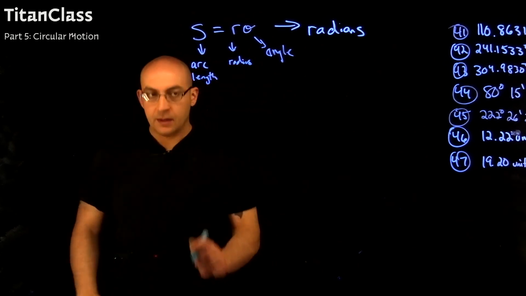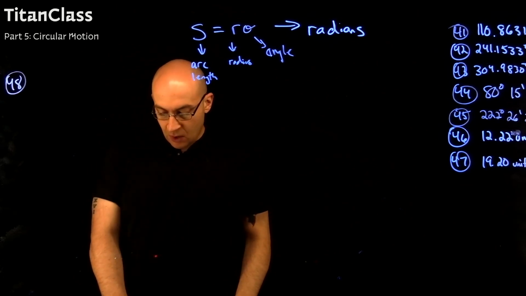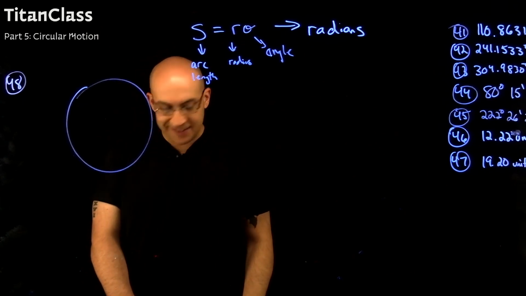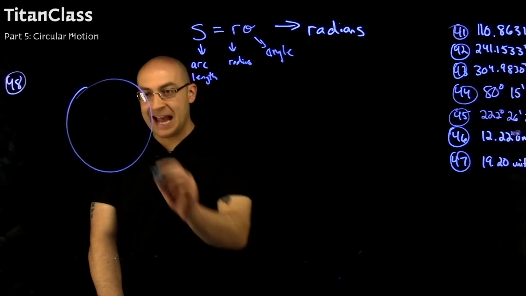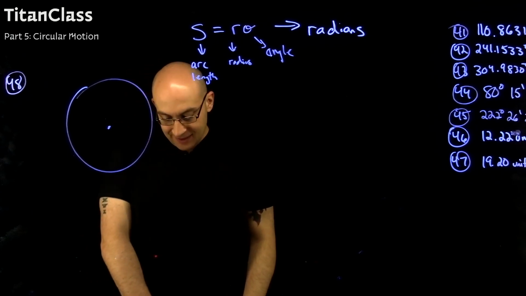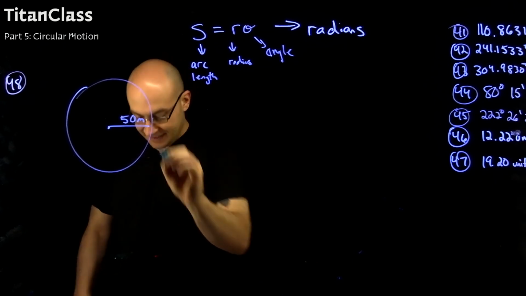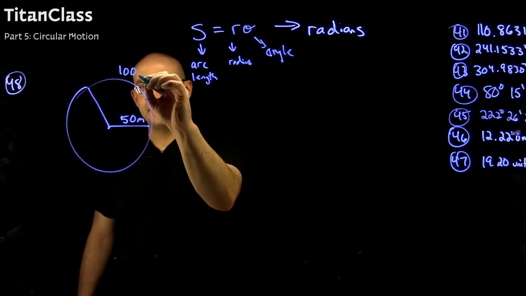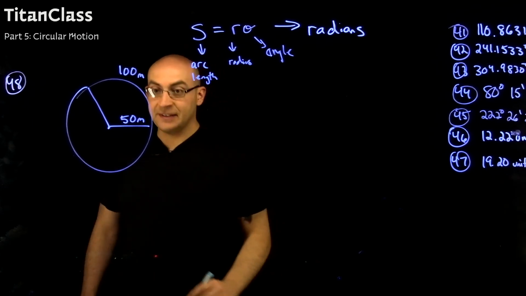All right, this one's going to be a little more challenging, number 48. An arc length of 100 meters, subtended by a central angle, with a radius of 50. Doesn't really matter where it is. Radius of 50, find the measure of theta.